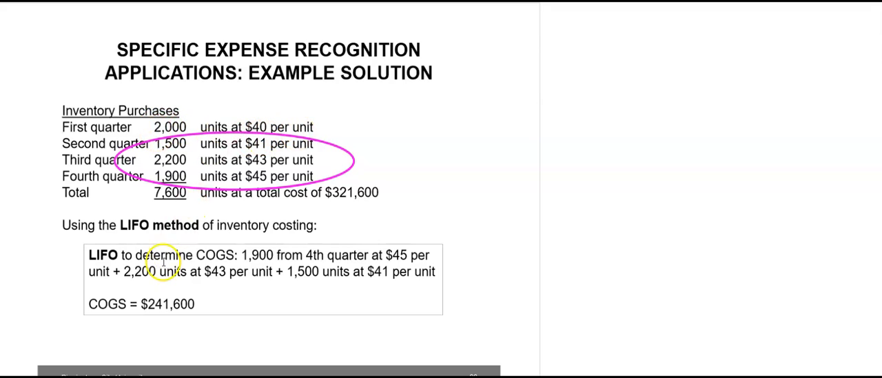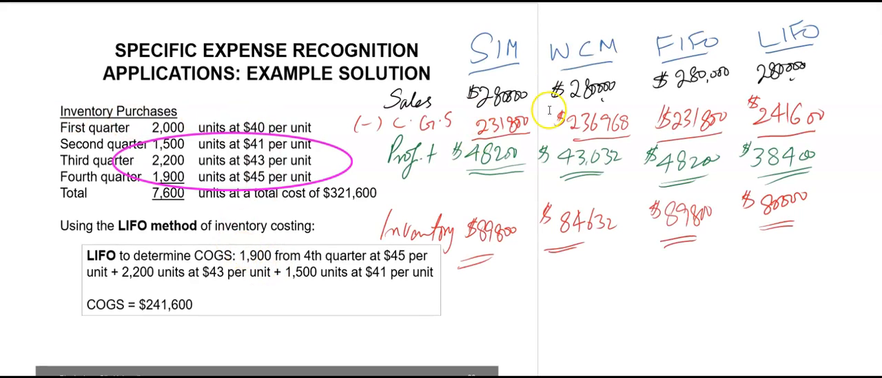The total cost of goods sold of these 3 quarters' units is $241,600, and the cost of the inventory is equal to the 2000 units from the 1st quarter, which is exactly equal to $80,000. These 4 scenarios are summarized here.